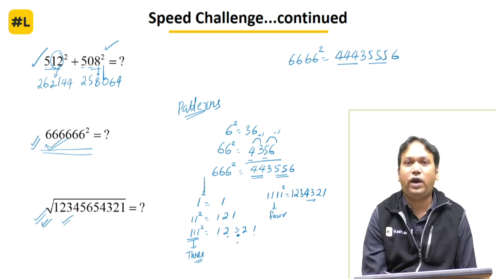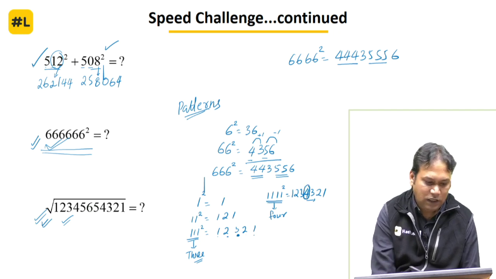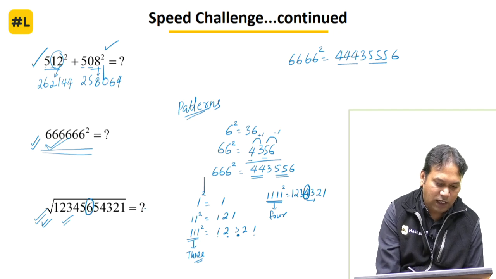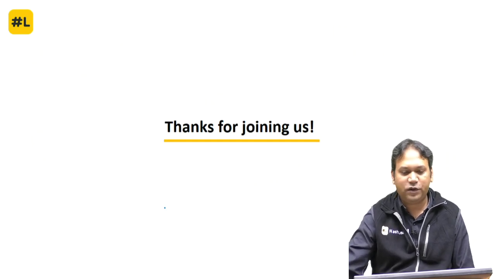111111 square. Look at the middle number 4. How many ones are there? 4. The middle number here is 6. So, the answer is 1, 2, 3, 4, 5, 6, 5, 4, 3, 2, 1. Right. So, patterns also I have discussed with you.